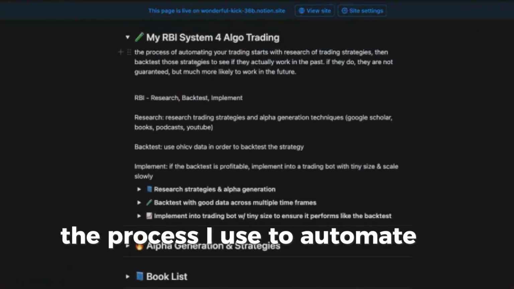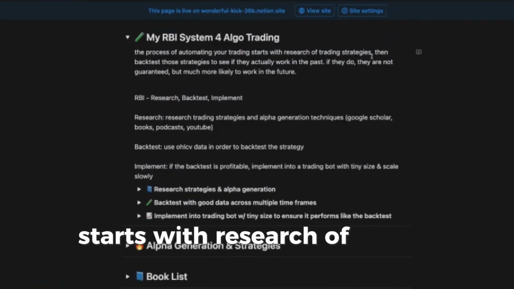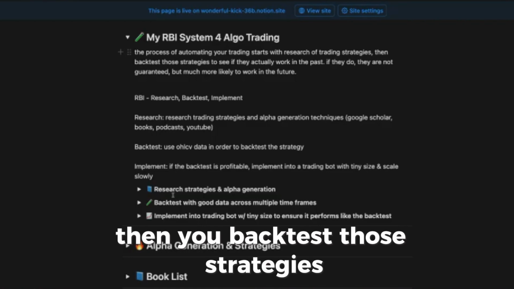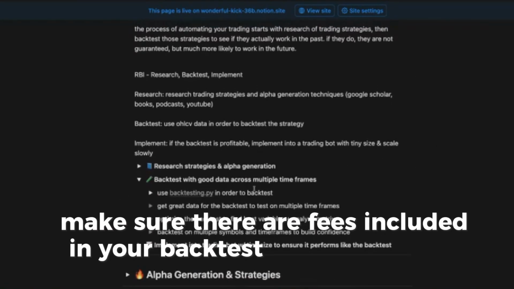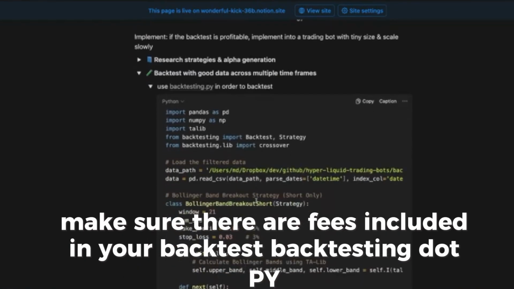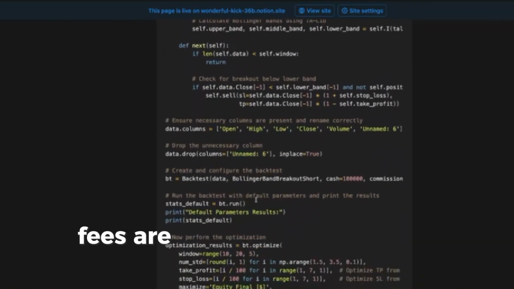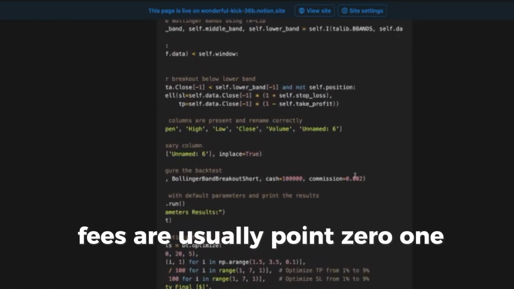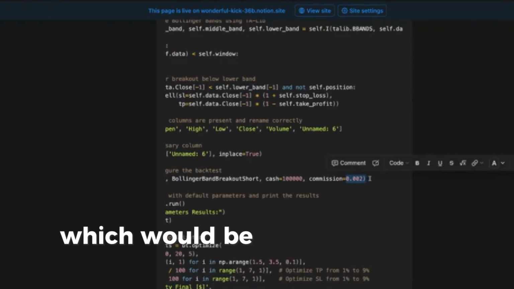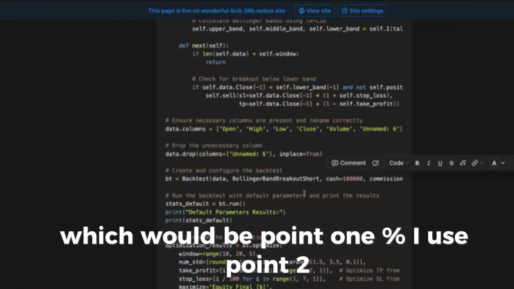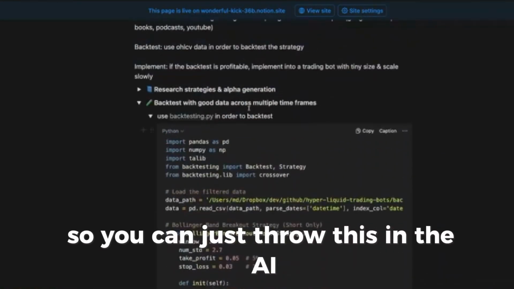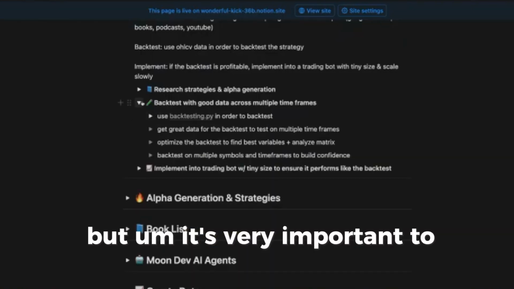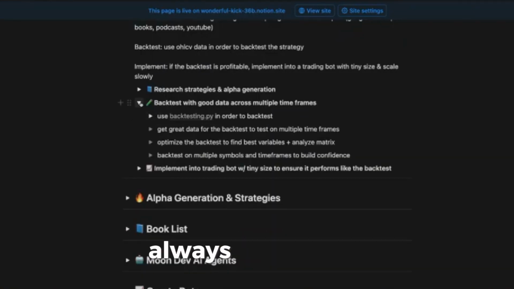The process I use to automate my trading starts with research of trading strategies, then you backtest those strategies. You can see here, make sure there are fees included in your backtest. In Backtesting.py, you can see down here, fees are usually 0.001, which would be 0.1%. I use 0.2. I try to give you a backtest here so you can just throw this into AI. But it's very important to account for fees always, always, always.